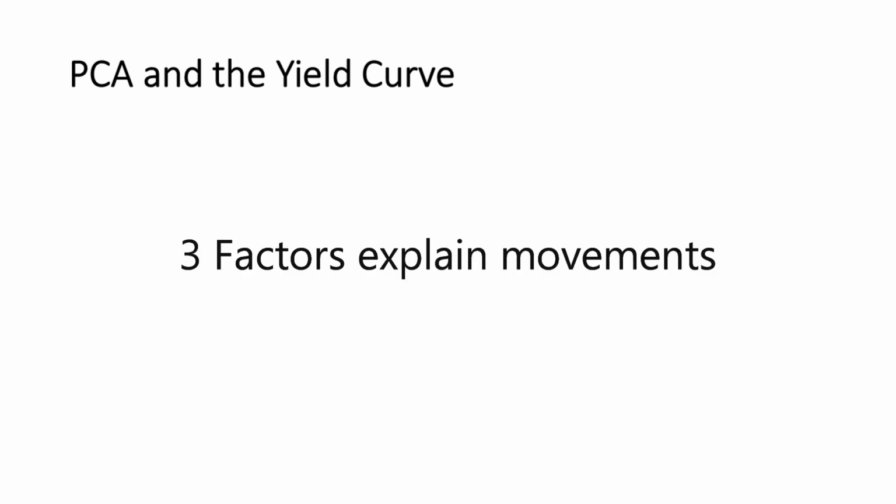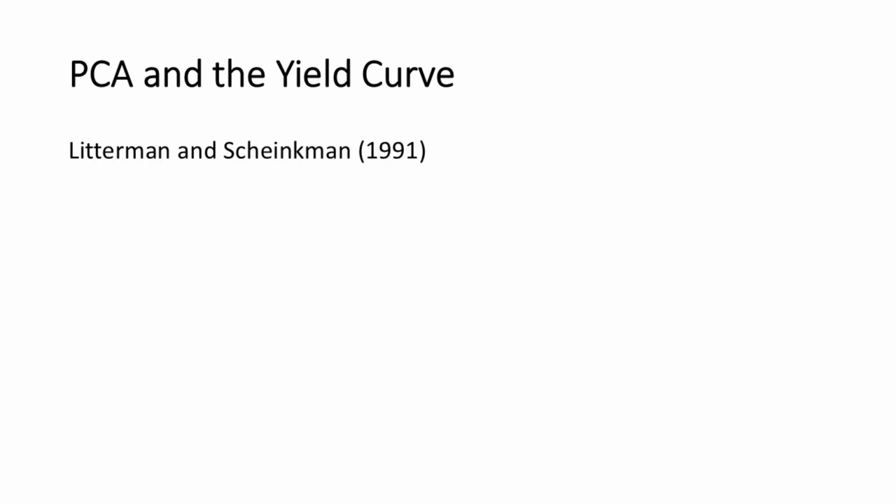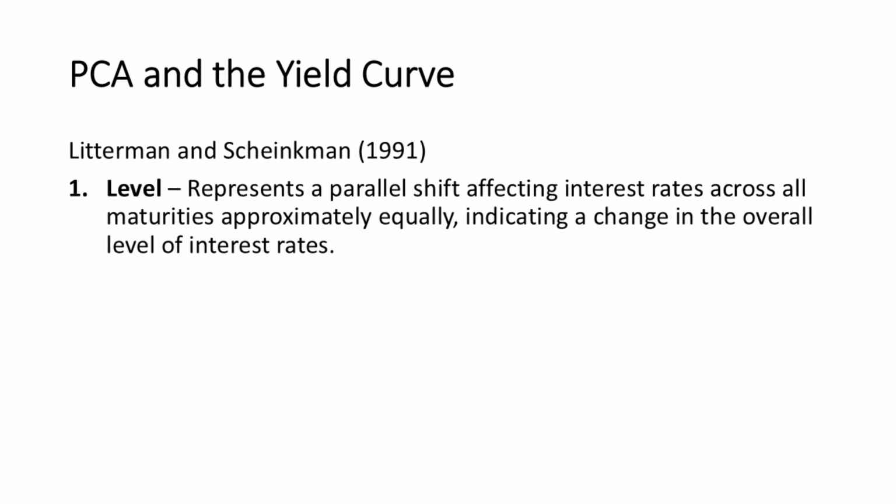For example, Litterman and Scheinkman in 1991 is a seminal study that applied principal components analysis to U.S. Treasury yield curve data and demonstrated that the vast majority of yield curve movements can be explained by 3 key factors. These factors correspond intuitively to: number 1, the level represents a parallel shift affecting interest rates across all maturities approximately equally, indicating a change in the overall level of interest rates.